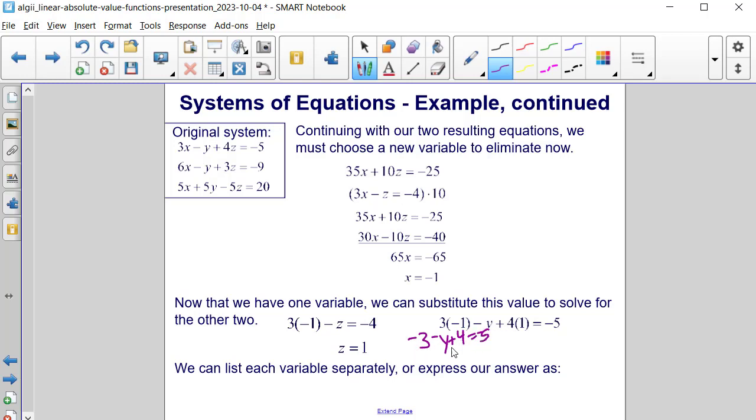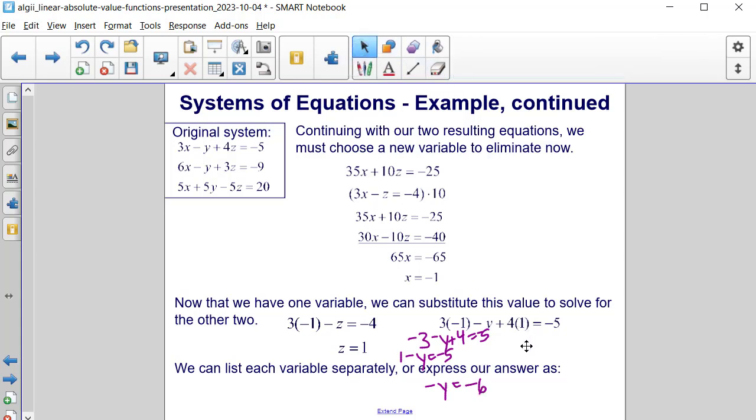So negative 3 plus 4 is positive 1. So 1 minus y is equal to negative 5. If you subtract 1 from both sides, you'll get that negative y is equal to negative 6. Therefore, our y value is going to be positive 6.